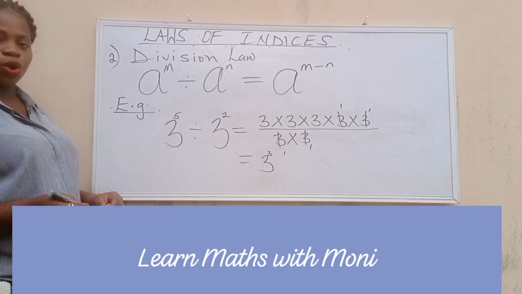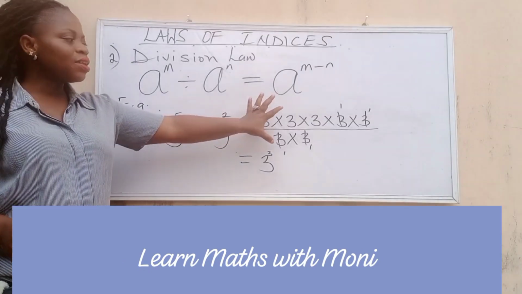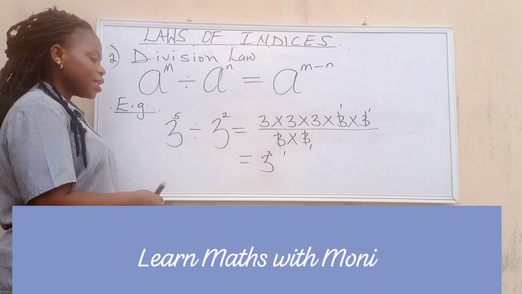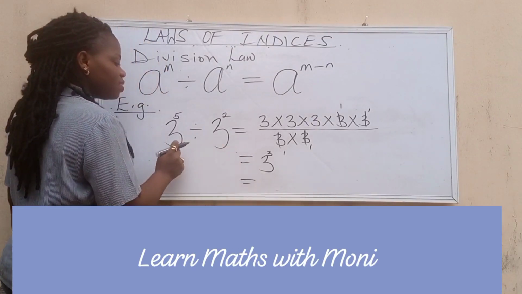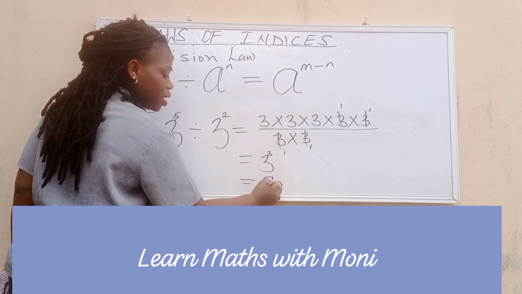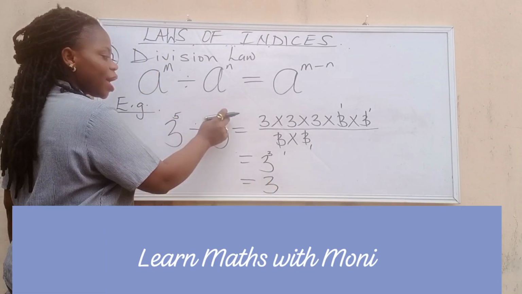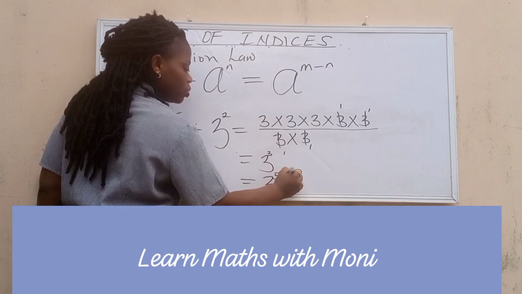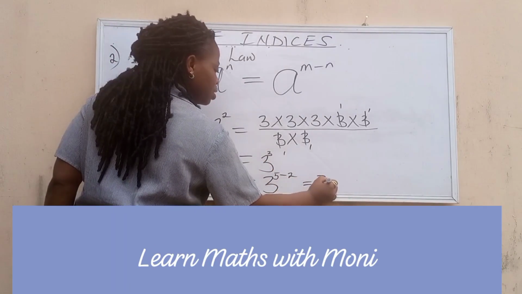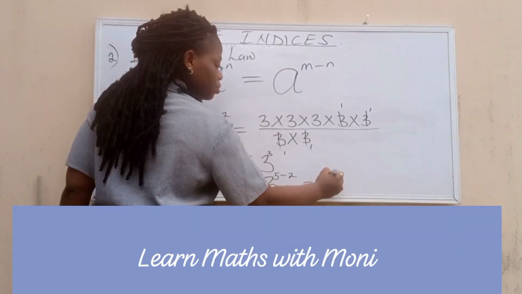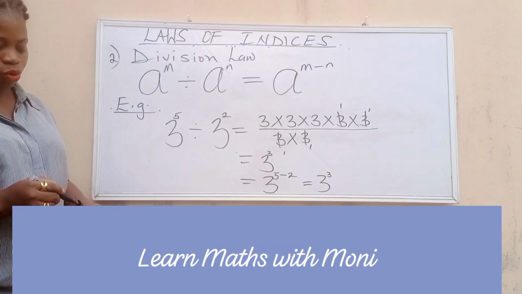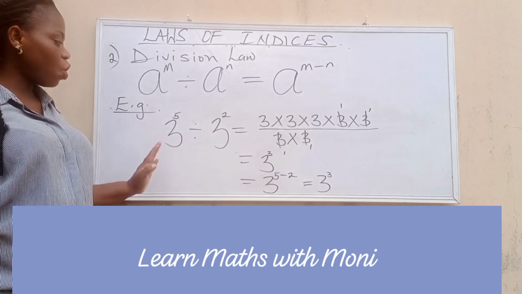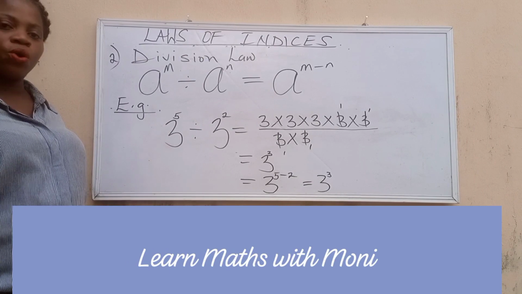To establish this law, instead of going through this expression, the law says, since the bases are equal, I'll pick a base and subtract the powers, which is 3 raised to power 5 minus 2, which will give me 3 raised to power 3. Very short, concise, and correct. That is all about the division law of indices.